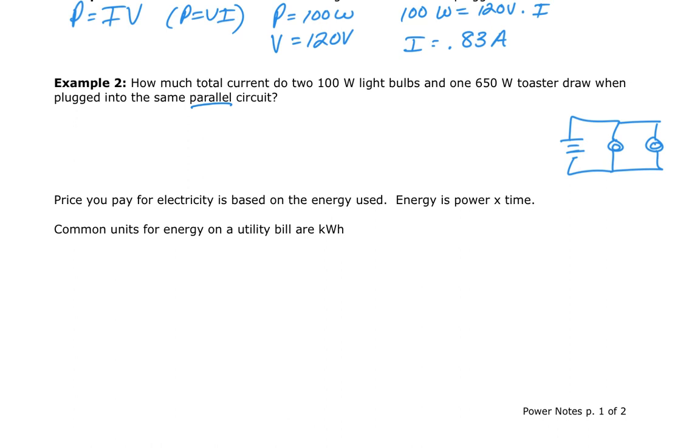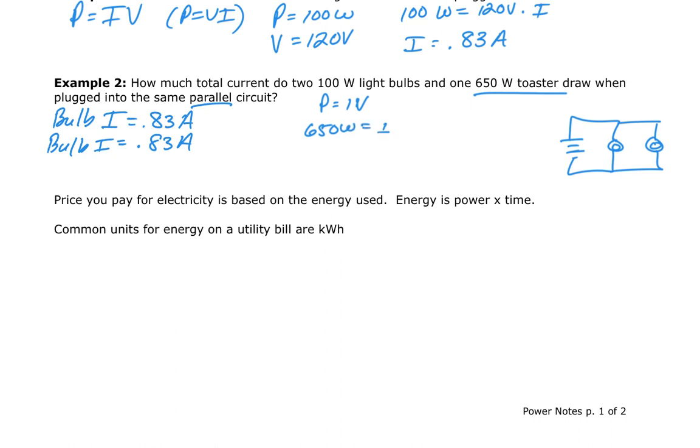Okay, so in parallel, we know that for bulb 1, the current is going to be 0.83 amps. For bulb 2, we're going to have to pull the exact same current to get that guy to go on. But then we also are turning on a 650 watt toaster. So we have to figure out the current that the toaster is going to draw. We're just going to use P is equal to I times V. And 650 watts is equal to the current times 120 volts, the electric potential difference. Better get that calculator out again, figure out what that current is. I'll wait.